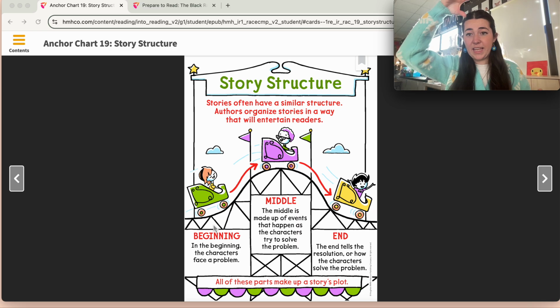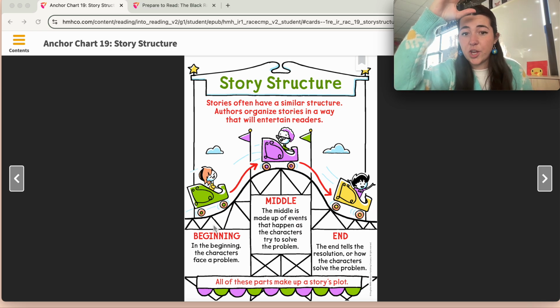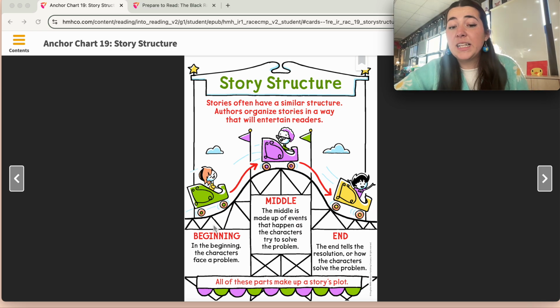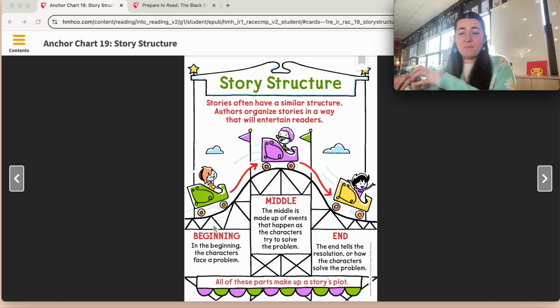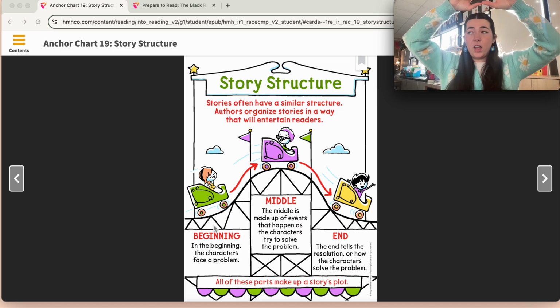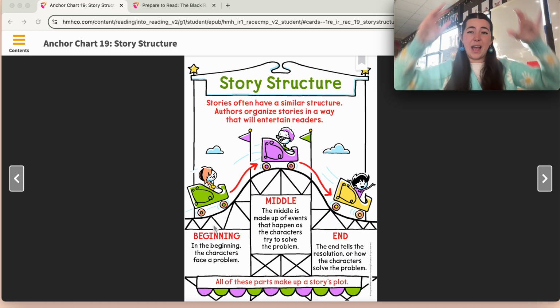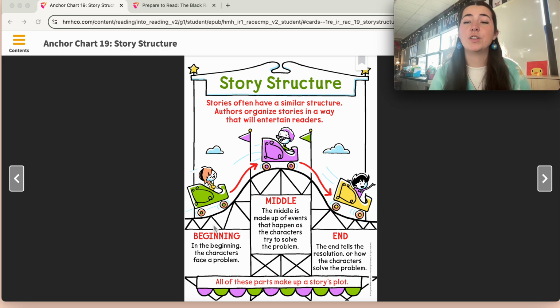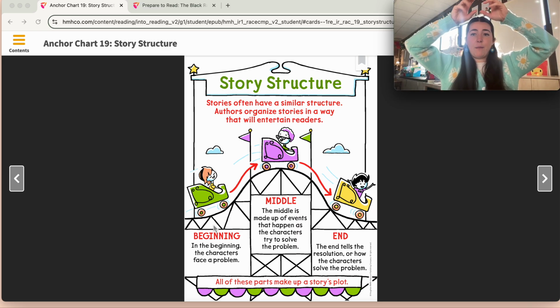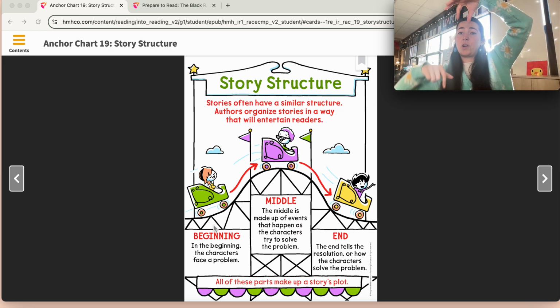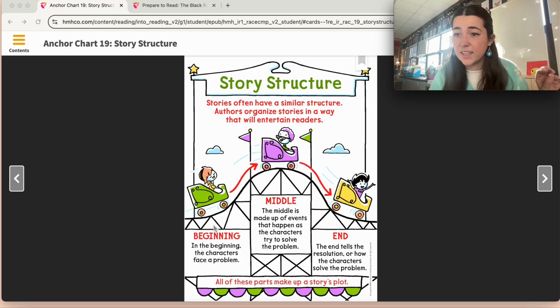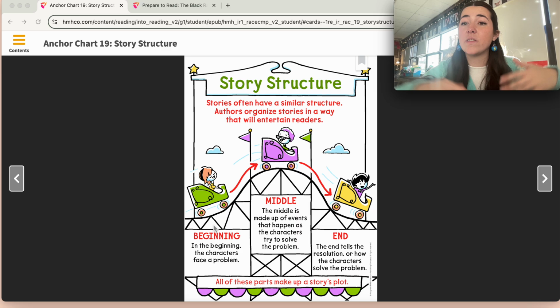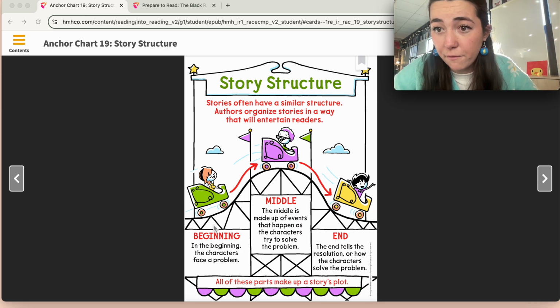Then you go up the hill to the middle, so now you're in the middle of the story. And the middle is made up of events that happen as the characters try to solve the problem. So they see the problem at the beginning, they go up to the middle, and now they're trying to solve that problem because that problem can't just stick around. They're at the top of the hill on the roller coaster, and then they go down the hill to the end of the roller coaster. And the end tells the resolution or the solution, how the characters solve the problem.